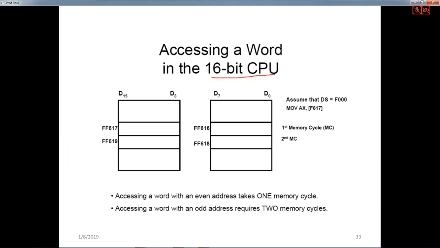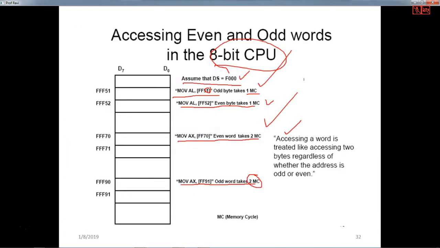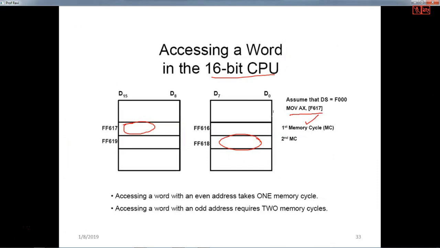If you have MOV AX, F617, then in the first memory cycle it takes the lower byte from this address, and in the next machine cycle it copies the byte at FF618. That is the advantage. If it is a 16-bit processor, even a word at an even address takes one machine cycle, whereas if the addressed location is odd, it takes two machine cycles. So accessing a word with an even address takes one memory cycle, and accessing a word with an odd address requires two memory cycles. Right? This is with the 16-bit CPU.